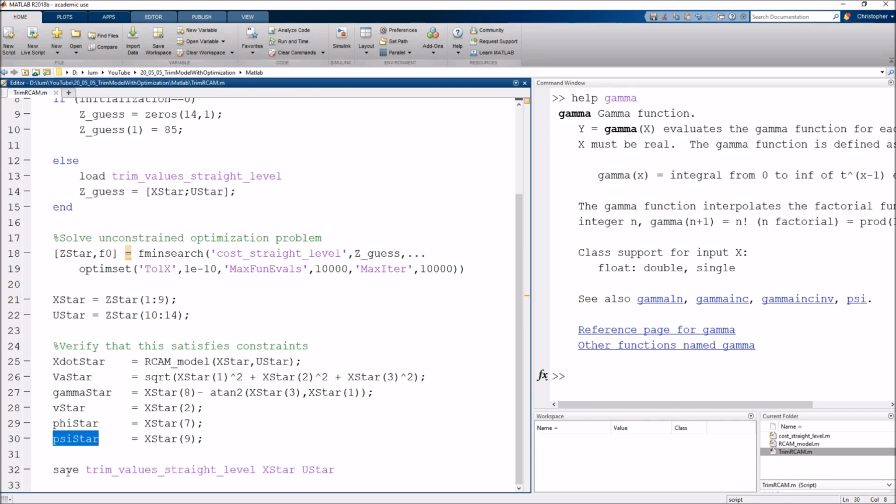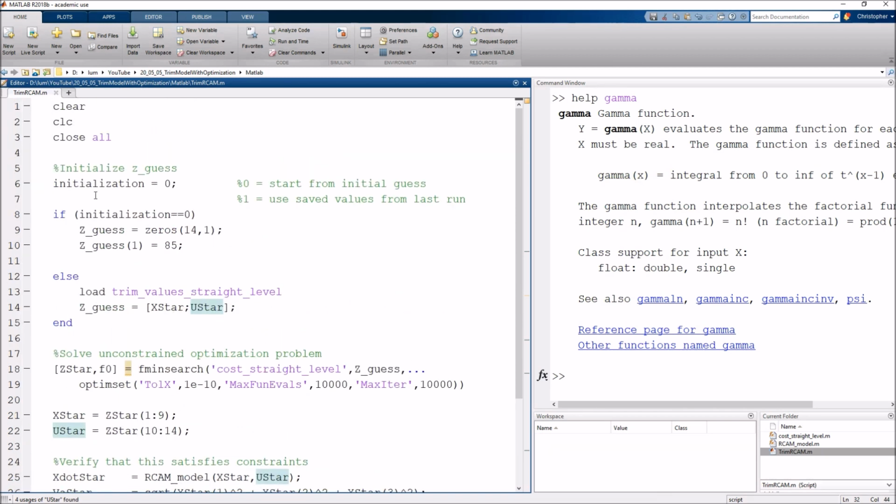And then what I'm going to do at the end of this routine is save my optimal solution, the optimal state and the optimal control, which theoretically should solve this trim point. And if it doesn't solve it, I'll come back up here and reinitialize with the old values and start again. So let's just kick this thing off. Let's start here with an initialization of 0, and I'm going to run this here.